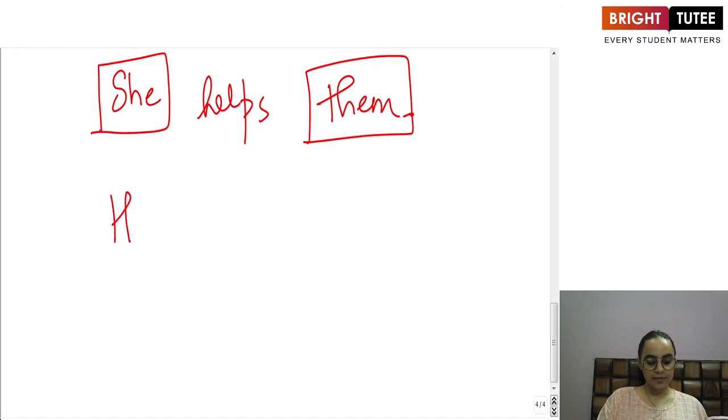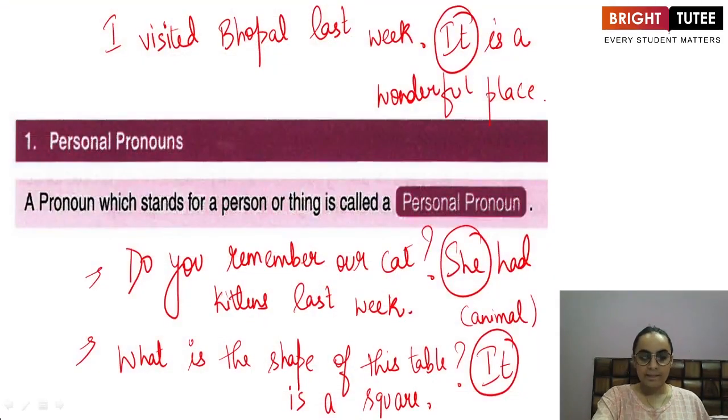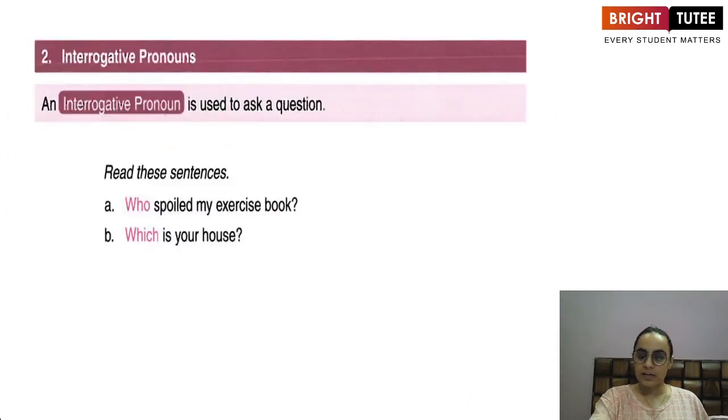If I give you another example, he talks to me. Again, I'm using he as a personal pronoun in place of a subject and me as a personal pronoun in place of an object. Therefore, we ought to remember that table, dear students, so as to be sure of which personal pronoun is to be used as a subject and which one is to be used as an object. All right? So this I have already told you.